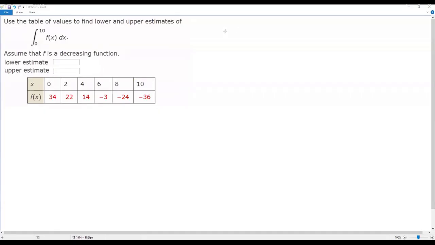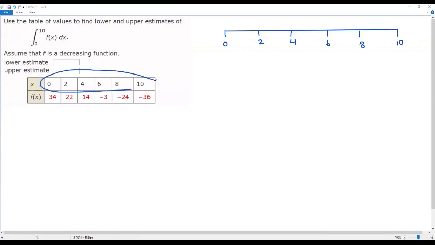Now let me draw a number line. The starting value of x is 0 and the ending value is 10. The next value in the table after 0 is 2, so let me mark 2. The next values are 4, 6, and 8. I marked all these values of x on the number line, so now we can count the subintervals: first, second, third, fourth, and fifth subinterval. So we get 5 subintervals, and the width of each subinterval is 2 units.